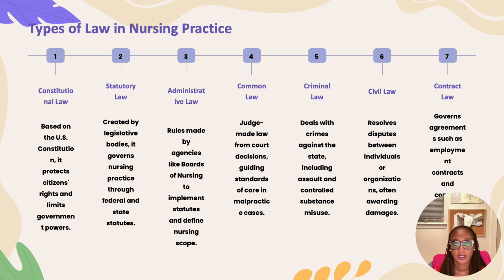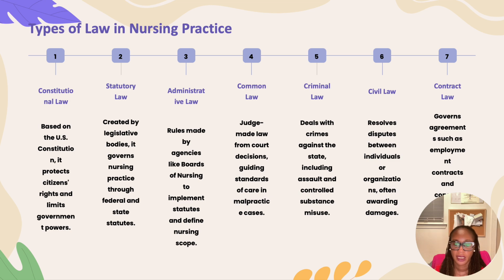And then civil law. What is it? This is law governing disputes between individuals or organizations, as I mentioned. The goal is compensation or resolution, not punishment. It involves private rights like property, contract, family, and injury. The injured party, such as a plaintiff, sues the defendant. So an example is a patient sues a hospital for negligence or malpractice in a civil court.